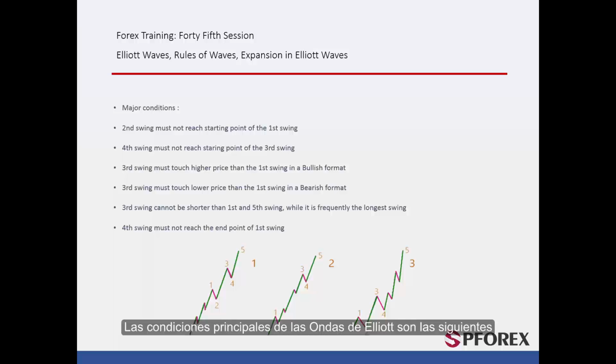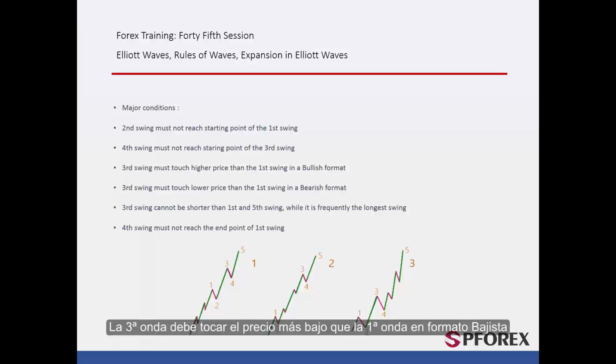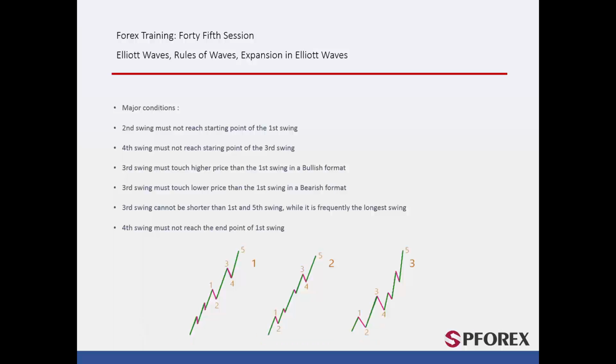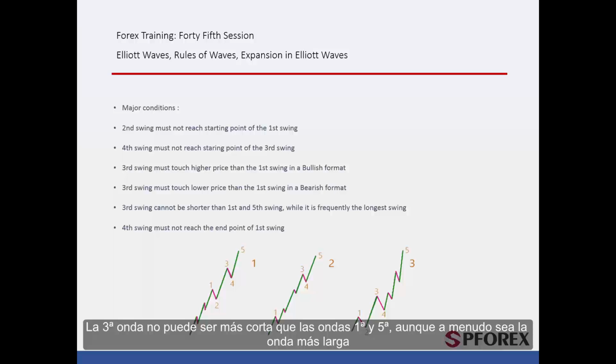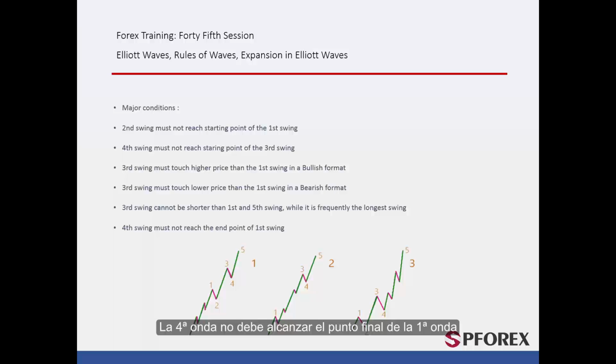The major Elliott waves conditions are: the second swing must not reach the starting point of the first swing. The fourth swing must not reach the starting point of the third swing. The third swing must touch a higher price than the first swing in bullish format. The third swing must touch a lower price than the first swing in bearish format. The third swing cannot be shorter than the first and fifth swing, while it is frequently the longest swing. The fourth swing must not reach the endpoint of the first swing.